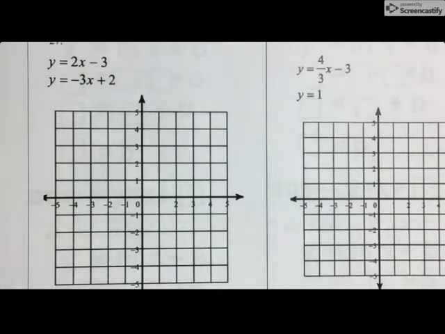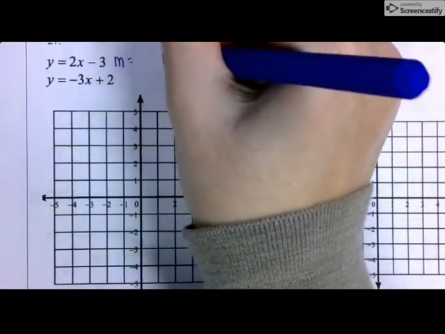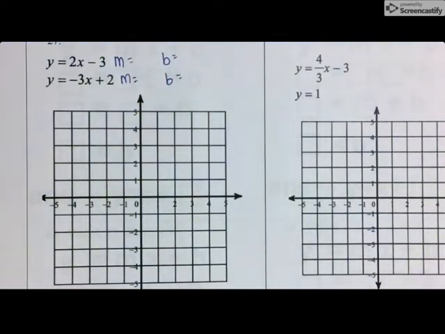All right, so it says I can draw two linear equations and find the point of intersection. So we need to graph both lines and find the point of intersection. So first, when we do this, we want to make sure that we pick out the M and the B. It's always the first step. Pick out the M and the B.